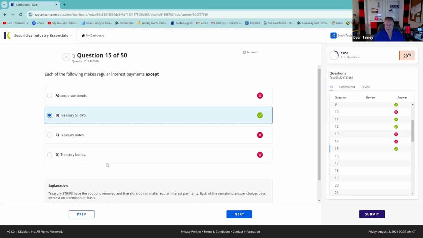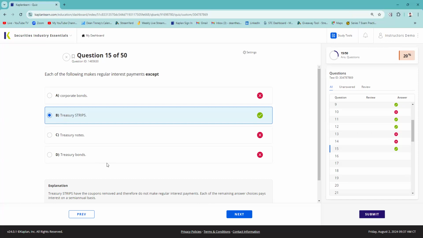A Treasury strip is a zero coupon bond issued by the U.S. Treasury. So nailed it. Corporate bonds pay interest semi-annually. Treasury notes pay interest semi-annually. Treasury bonds pay interest semi-annually. Excellent.